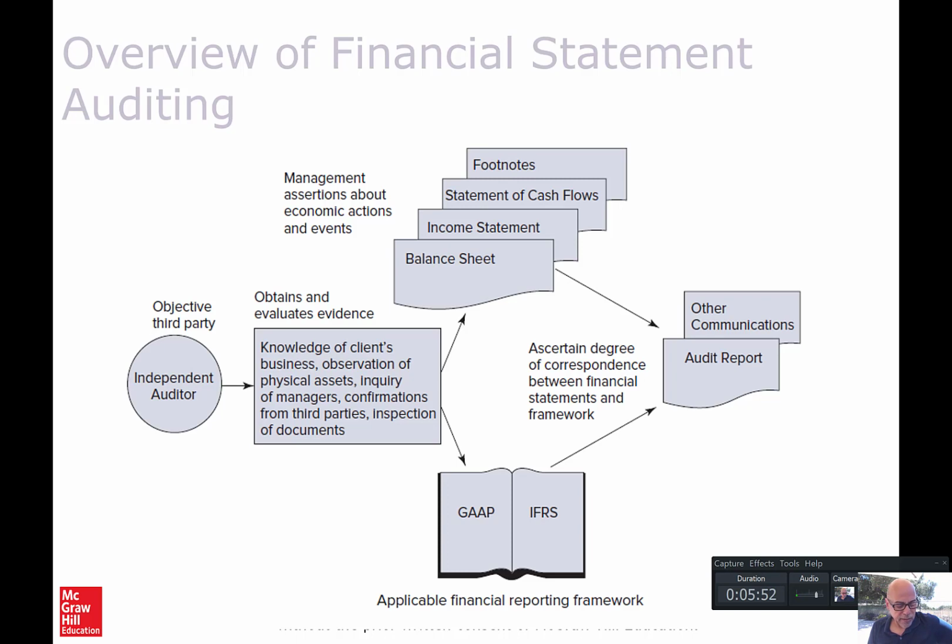All of these things are done, and all of that work done by the independent auditor supports the assertions in the financial statements, the balance sheet and the income statement that the entity prepares. The auditor looks at those, and then using these procedures provides this audit report, which lends credibility to the financial statements.